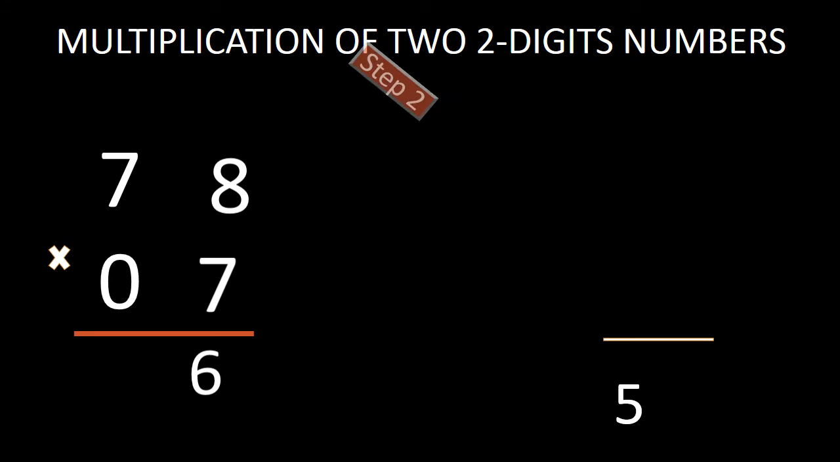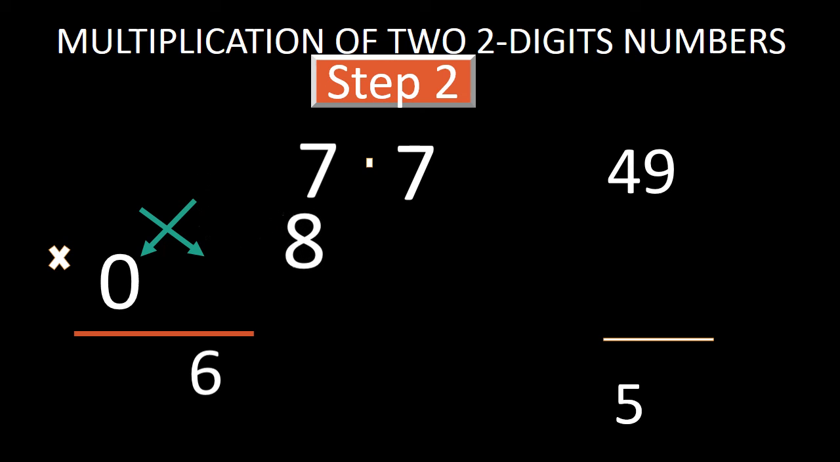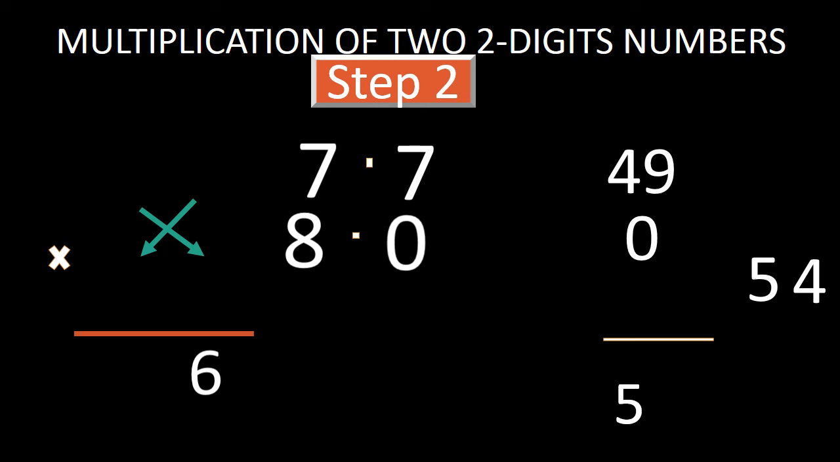Now you look to step number 2. In step number 2, we will multiply unit digit of the first number with 10 digit of the second number, and then we will multiply this 10 digit of the first number with unit digit of the second number. By multiplying 7 of the first number with 7 of the second number, we get 49, and then multiplying 8 of the first number with 0 of the second number, we get 0. Now add this 49, 0 and the carrying 5. So we will get 54.